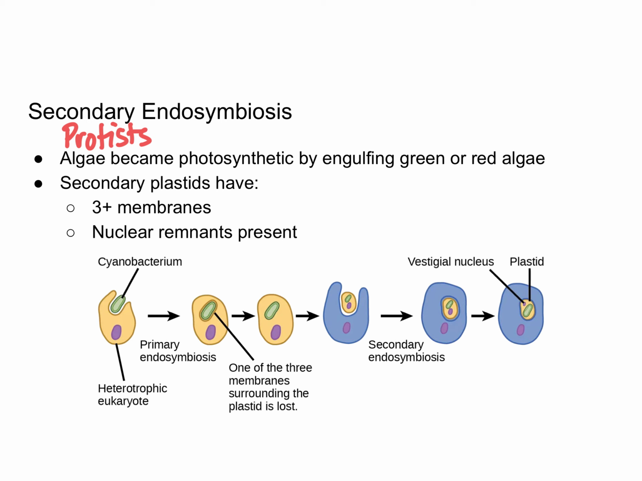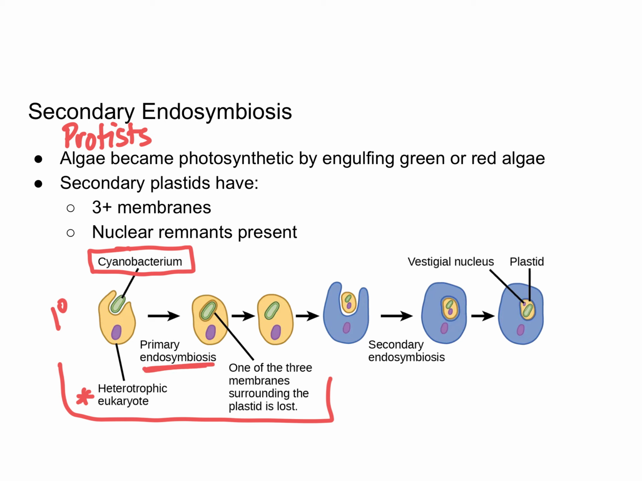So if we look at this here, this would be our primary endosymbiosis happening, where we're looking at a chloroplast, which was produced by this eukaryotic cell engulfing the cyanobacterium. Remember, this is our primary endosymbiosis, and here we can see that this is our chloroplast. And so this is a eukaryotic cell right here. So it has already engulfed the bacteria to make the mitochondria and chloroplast.